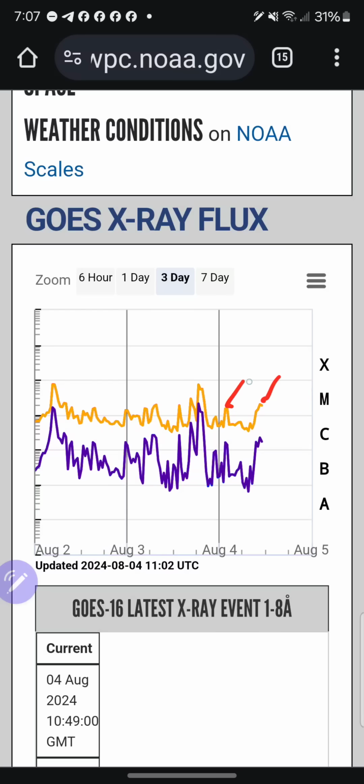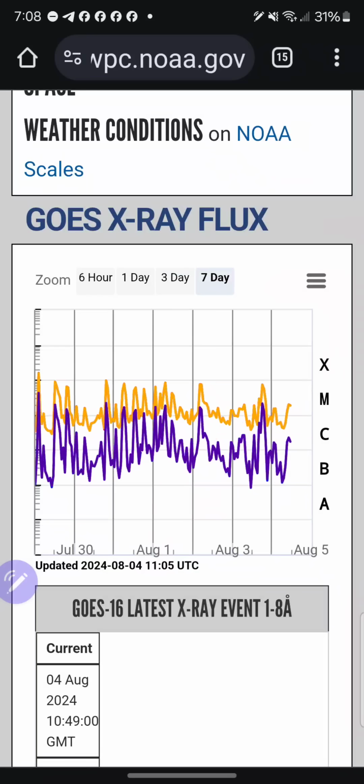M flare, almost an X flare, M flare. That was a long duration too. M flare. This is another long duration of M flares. Look, M flares. Now let's get off of this and let's go 7 days. Let's click on 7 days. Wow. Just look at the last 7 days, my people. Just look at the last 7 days.